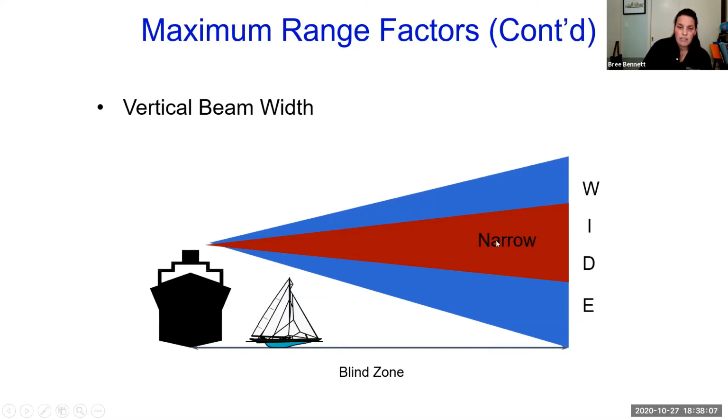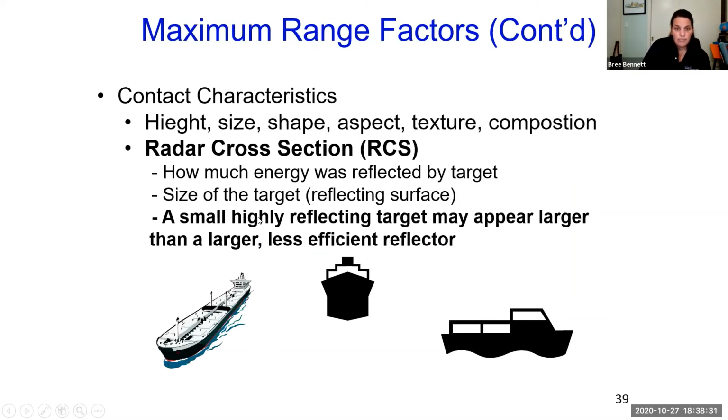Okay, so if we have a narrow beam width, we are going to be missing that sailboat because we are so tall, we are going to not see things in this area. If we have a wider beam width, we would most likely see it, but it could be distorted. So it's kind of like, again, finding that balance of what we're looking for. This one, again, goes with our contact characteristics. How much of that target is reflecting back at us?